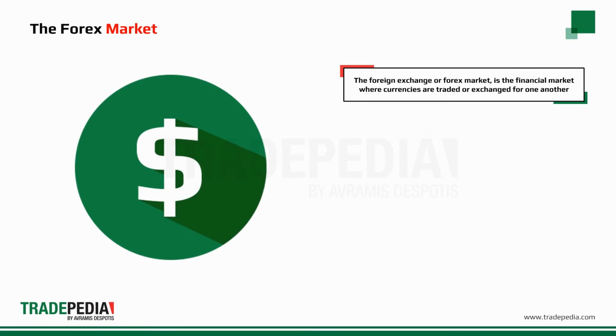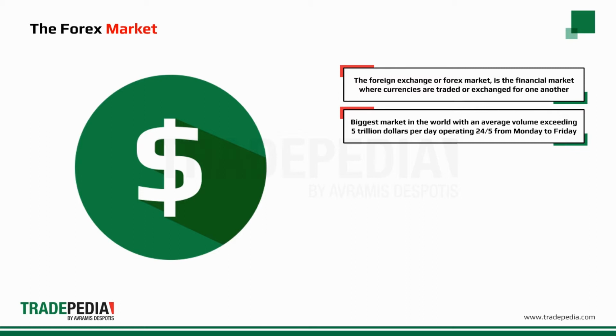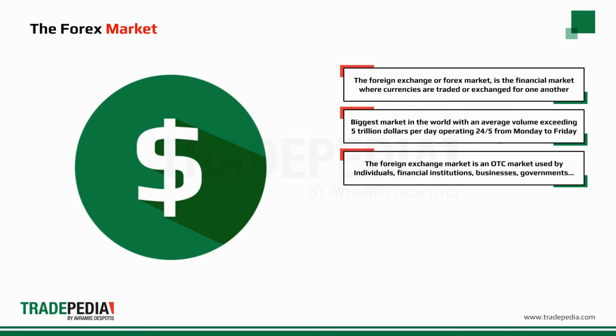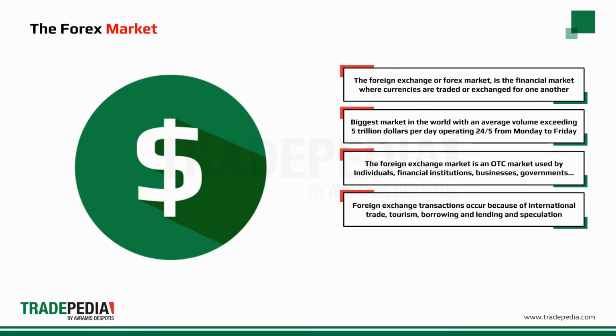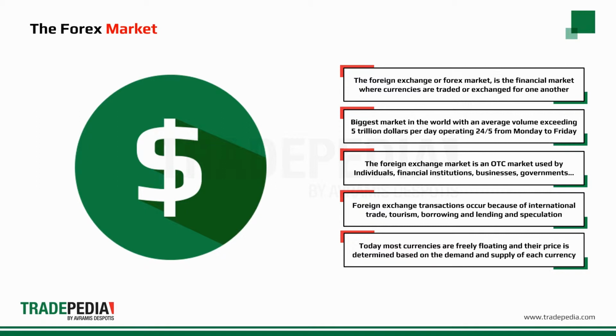The foreign exchange market, or Forex market, is the financial market where currencies are traded or exchanged for one another. It is the biggest market in the world, with an average volume exceeding $5 trillion per day, and is open 24 hours a day, 5 days a week from Monday to Friday. The foreign exchange market is an over-the-counter market used by individuals, financial institutions, businesses, governments, and other agencies. Foreign exchange transactions occur because of international trade, tourism, borrowing and lending, and speculation. Today, most currencies are freely floating and their price is determined based on the demand and supply of each currency.